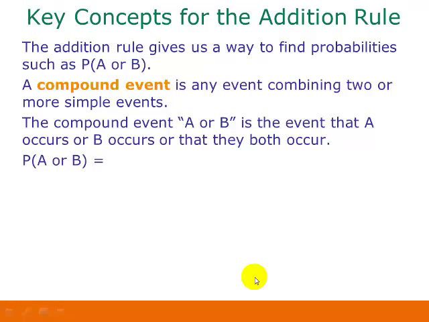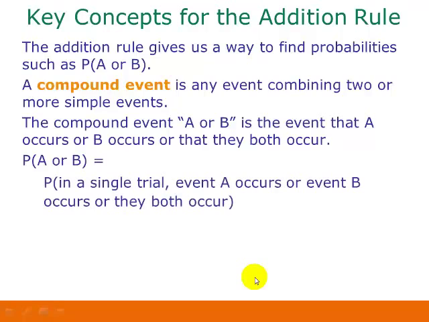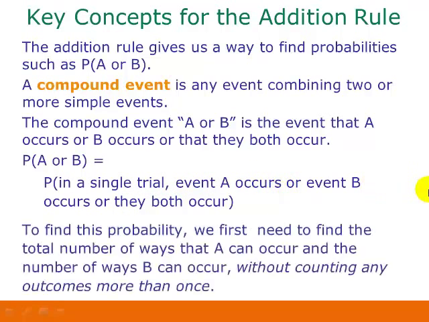The probability of A or B is the probability that in a single trial, event A occurs or event B occurs, or they both occur. To find this probability, we first need to find the total number of ways that A can occur and the total number of ways that B can occur without counting any outcomes more than once.